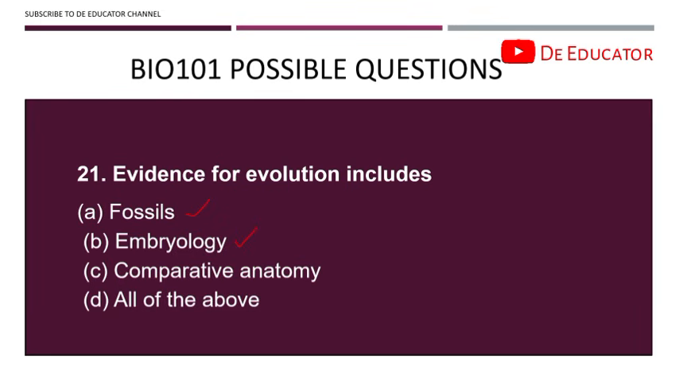Then we have embryology. If you look at the embryology of some organisms, you see that they have similar embryology, which means that they have a common ancestor, right? Then we also have comparative anatomy. In comparative anatomy, you are just comparing body structures. For example, you are comparing the hand of a man and the hand of another organism.